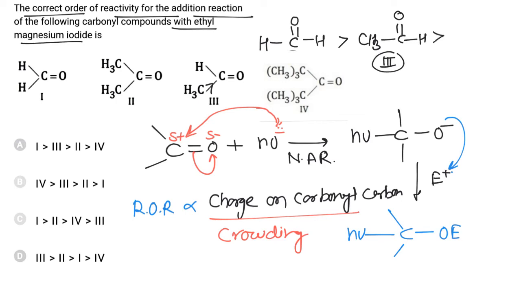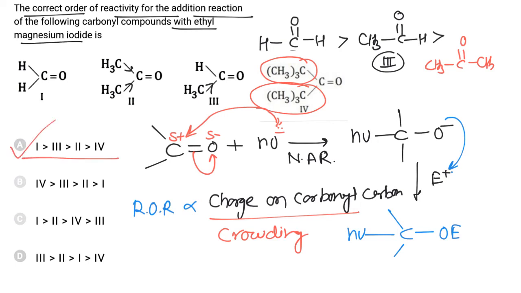Now in the second case, two CH3 groups are present, hence acetone will be comparatively less reactive than acetaldehyde. Now the fourth one is having two tertiary butyl groups, so it is very crowded, and hence fourth will be least reactive, and the correct sequence is 1, 3, 2 and fourth is least reactive, hence the correct answer is A.